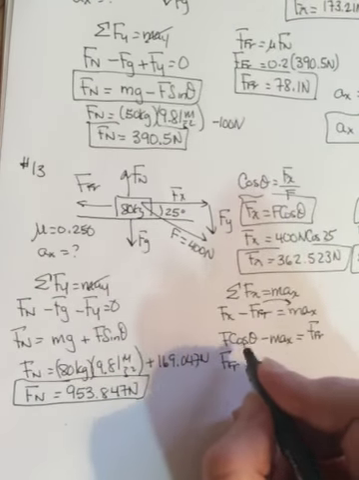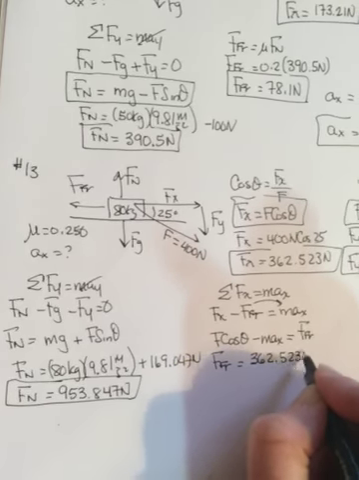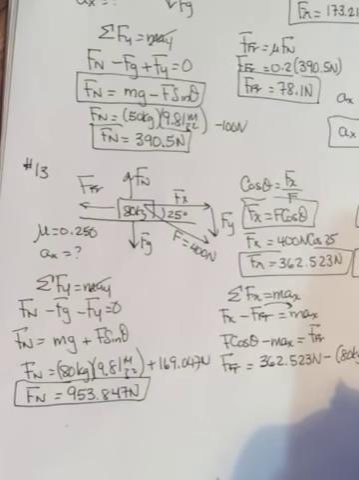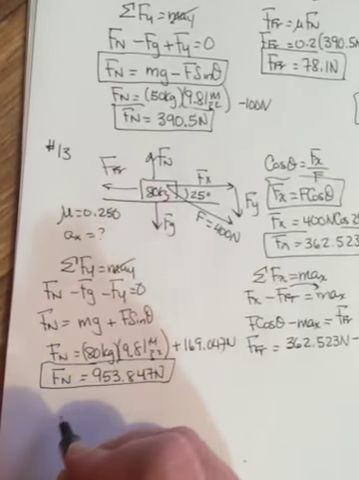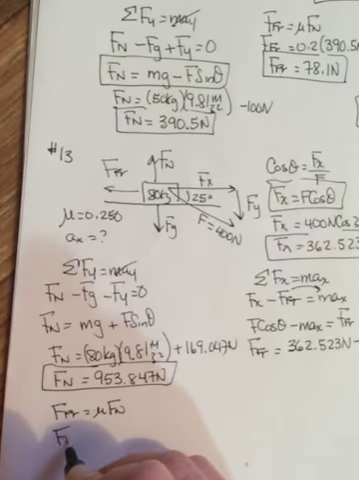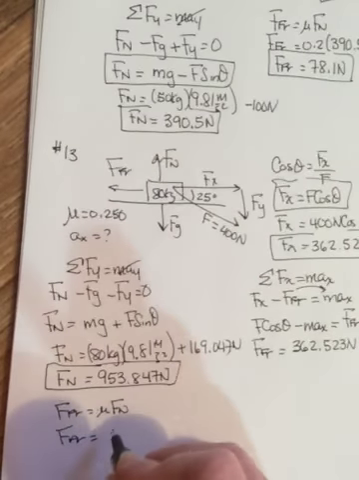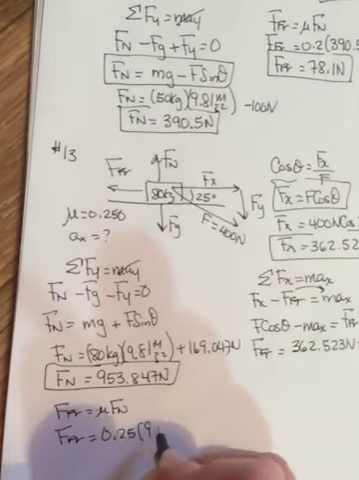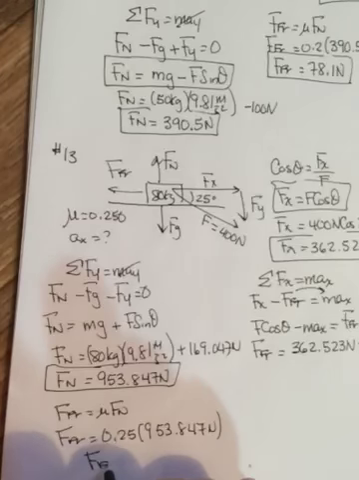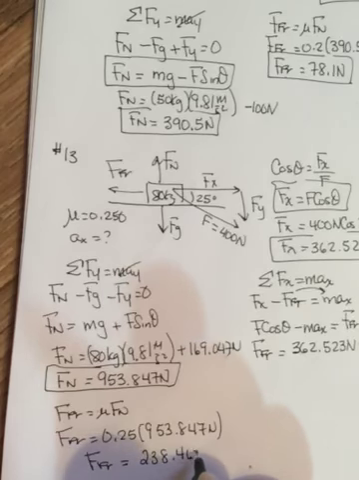F cos theta is 362.523 newtons minus 80 kilograms. Oh shoot, I thought it was A we didn't have, or mu we didn't have. Alright, friction is equal to mu Fn. Was it the other one we were looking for mu? 0.25 times 953.847. Sorry, I looked at the wrong question when I was looking at what I was solving for there in the middle. So you get 238.462 newtons for friction.